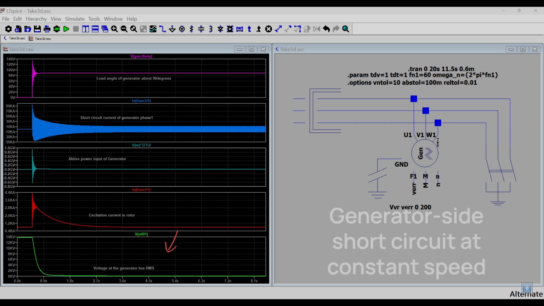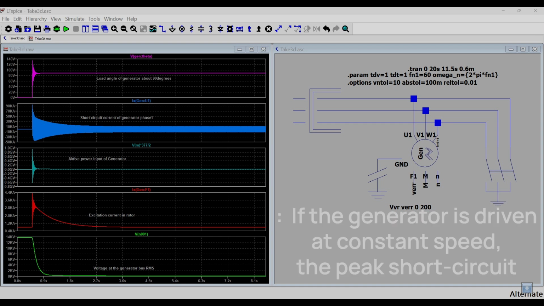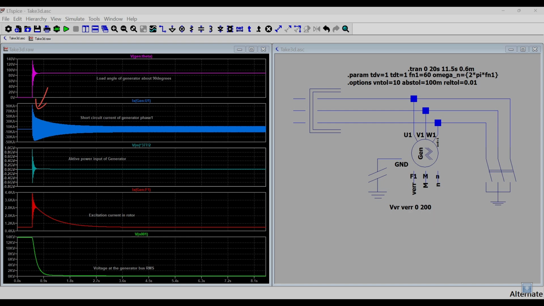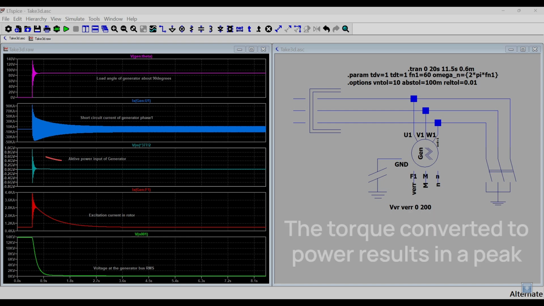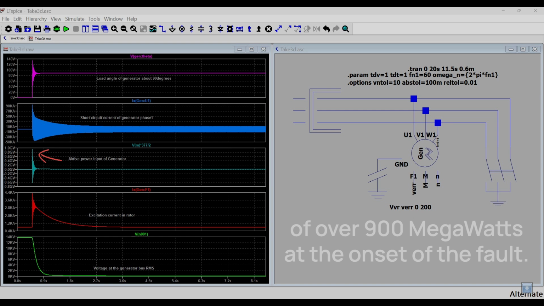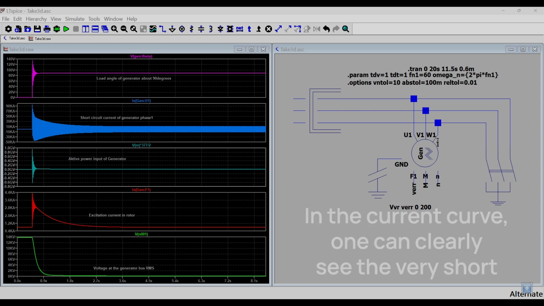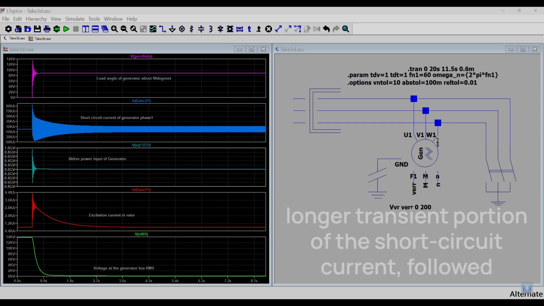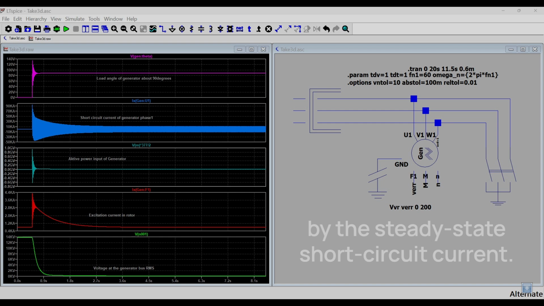Generator side short circuit at constant speed. If the generator is driven at constant speed, the peak short circuit current increases even further to approximately 95 kiloamperes. The torque converted to power results in a peak of over 900 megawatts at the onset of the fault. In the current curve, one can clearly see the very short subtransient portion of the short circuit current, followed by a longer transient portion, followed by the steady state short circuit current.